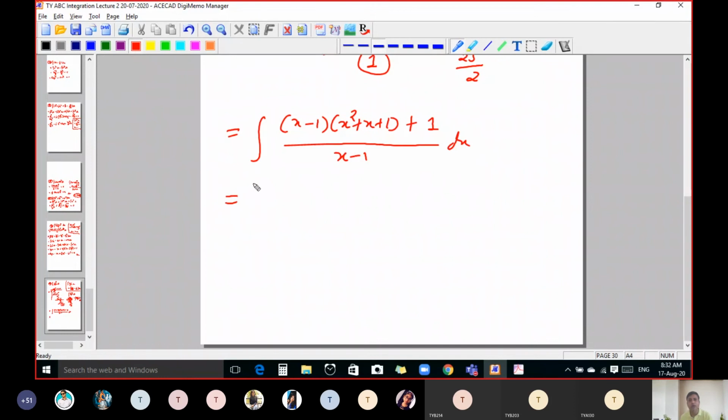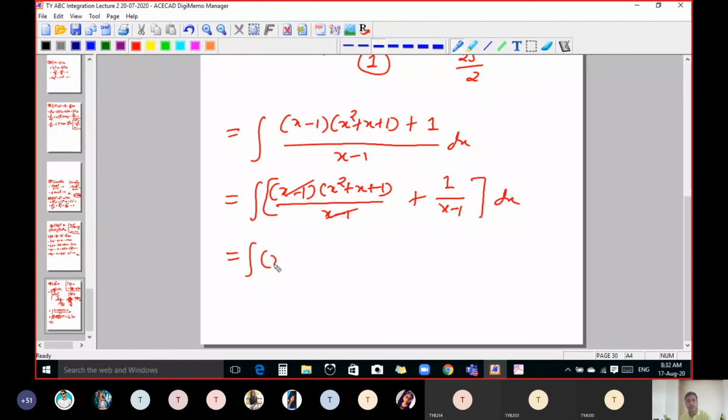And now divide each term. This is one term, this is another term. So divide the first term: x minus 1 into x square plus x plus 1 upon x minus 1, plus 1 upon x minus 1. And what benefit do we have by doing this? You can cancel this x minus 1. Now which part is left? It is only x square plus x plus 1 plus 1 upon x minus 1. This is now your simplified form of the question.